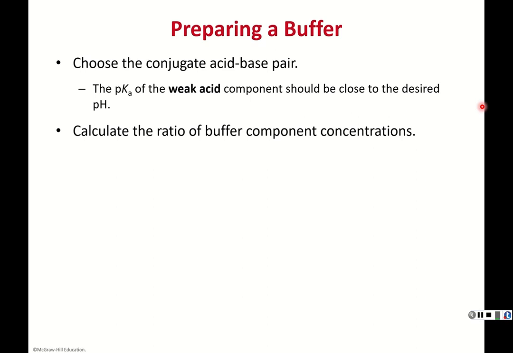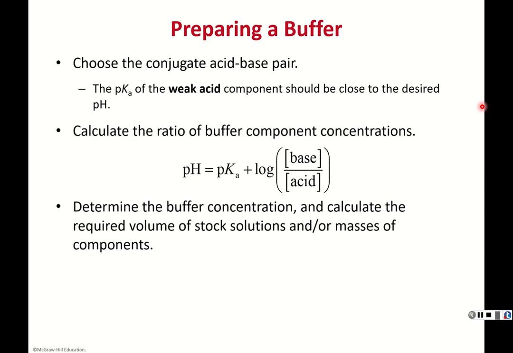Then you would need to calculate the ratio of the buffer components' concentrations to give you the specific pH that you want, based on the pKa and those ratios, all based on the Henderson-Hasselbalch equation. So you determine the buffer concentration, calculate the volumes of the stock solutions or the masses of the components, and mix it all together.